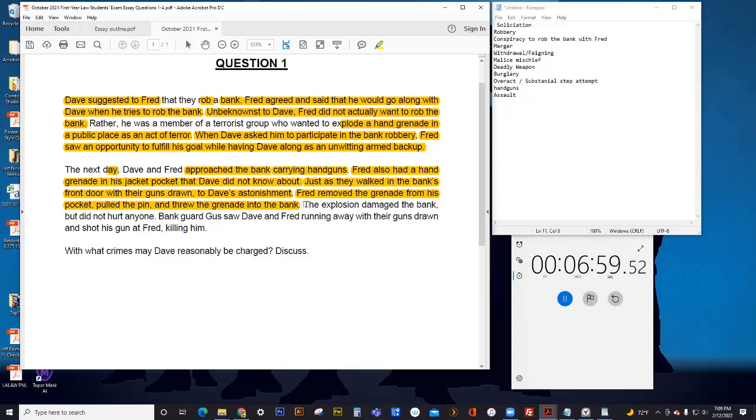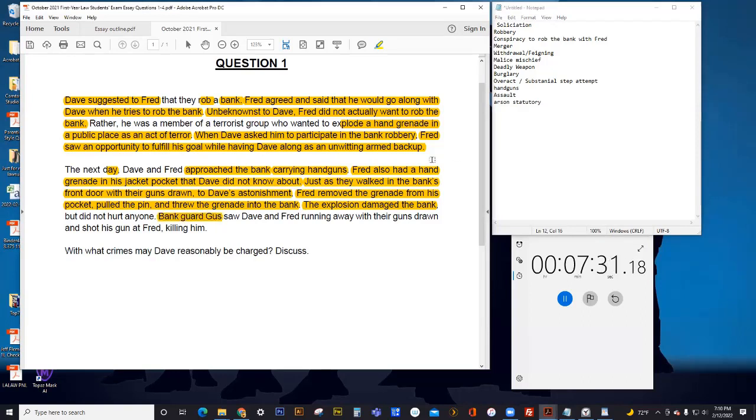The explosion damaged the bank. Okay, well, right there, that's statutory arson. Arson, statutory. Because under statutory modern law arson, you can replace the charring of the fibers with damage from an explosion. And because the bank is a structure, they give you the two elements right there. They just change the wording. So you just have to know your arson and spot that and pick it out. You got statutory arson. Nobody got hurt. That's good.